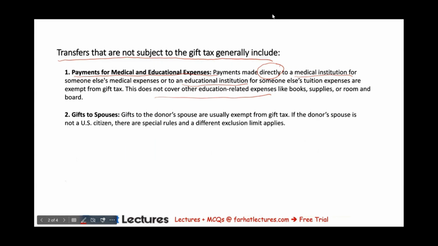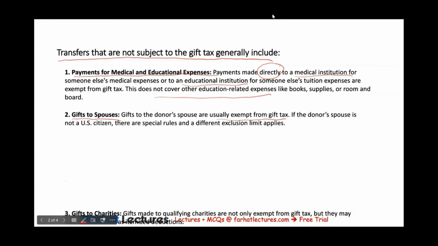The next item is gifts to spouses. Gifts to the donor's spouses are usually exempt from gift tax. Now, there are some exceptions related to spouses that are not US citizens, but the general rule is that gifts to spouses, regardless of the amount, are exempt from the gift tax.